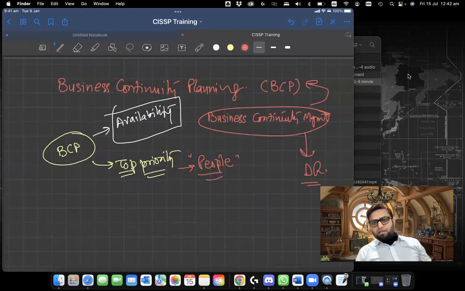So this is kind of first overall understanding you should have, that BCP is business continuity planning. It's a part of business continuity management. Business continuity management talks about BCP and DR, which is disaster recovery. And BCP addresses availability, and its top priority is, of course, people all the time.